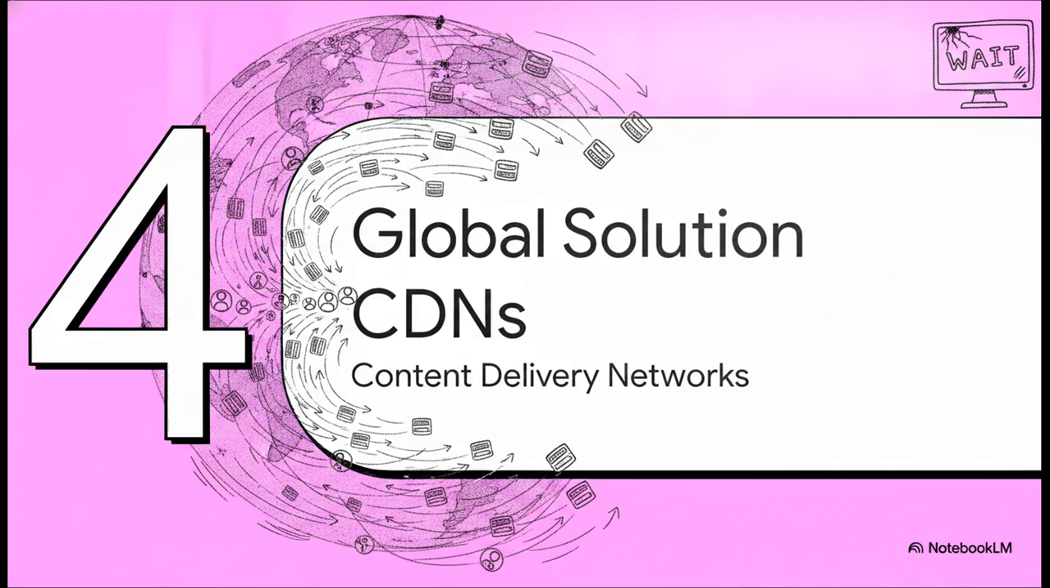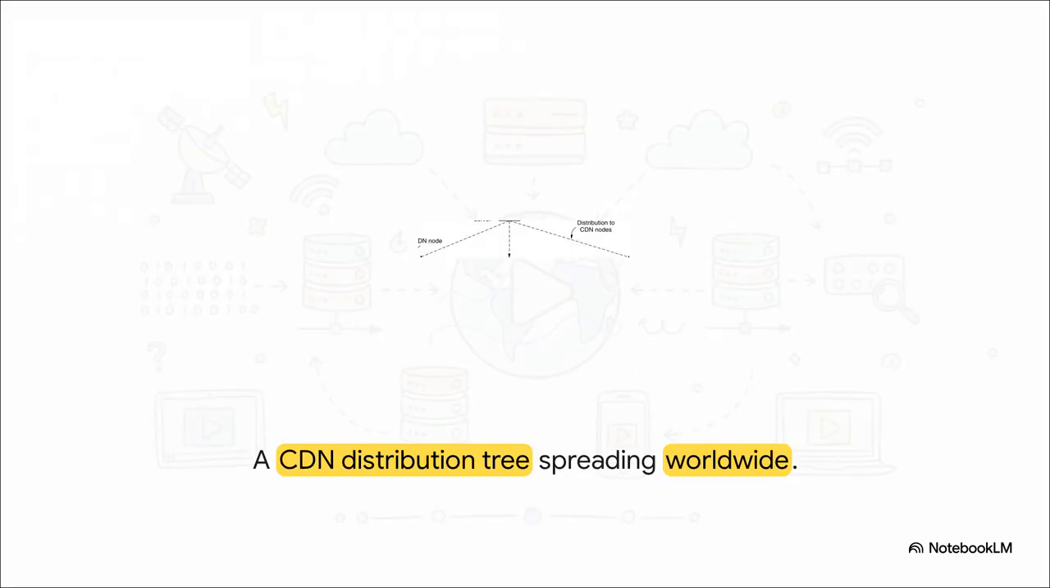Section 4, the global solution, content delivery networks, or CDNs. Back in the late 90s, the internet was growing so incredibly fast that popular sites were constantly crashing. People actually mockingly called it the World Wide Wait. To solve this, companies like Akamai pioneered the CDN distribution tree.